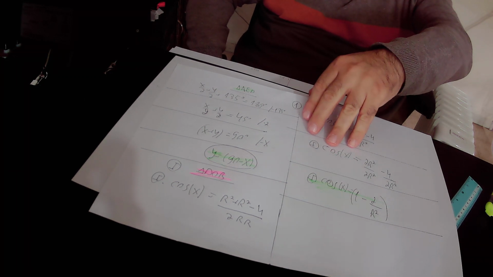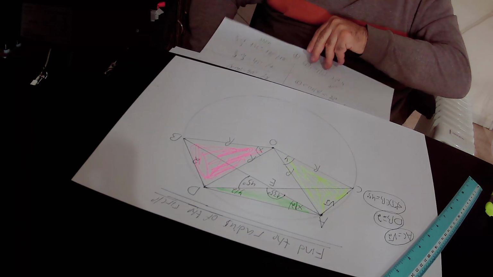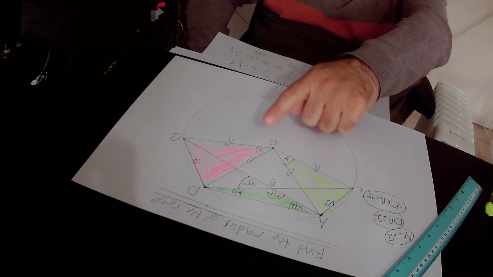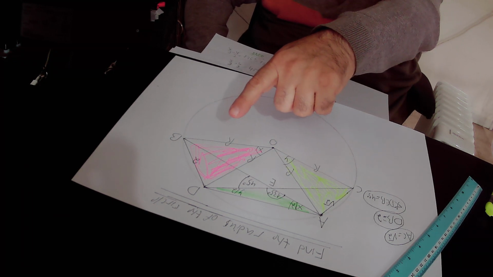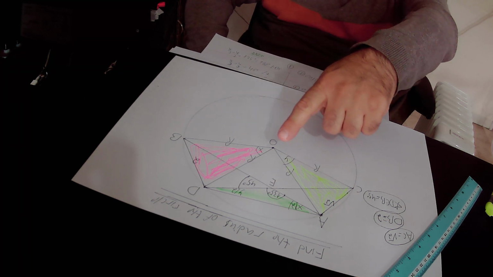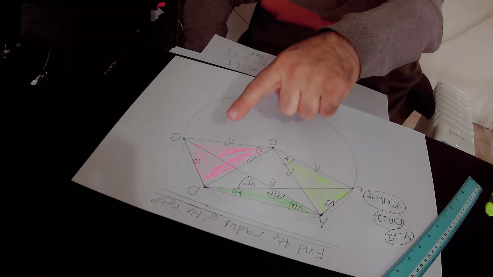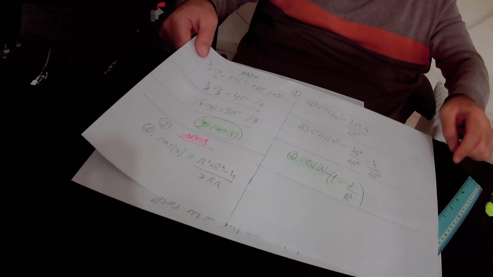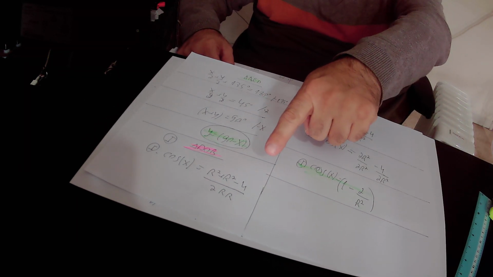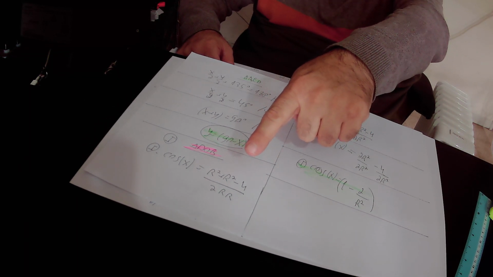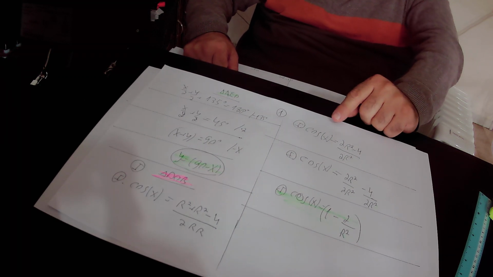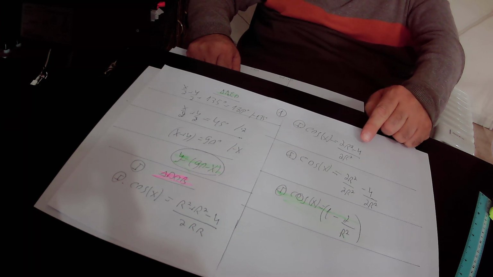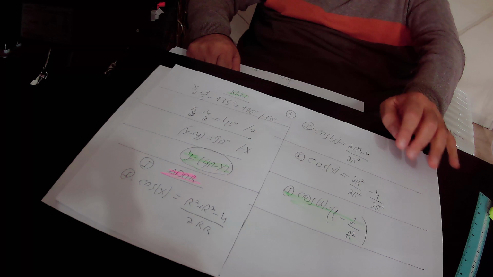Then we focused on the pink triangle DOB, and we implemented here the law of cosines. According to the law of cosines, cosine x equals r squared plus r squared minus 2 squared, that is 4, over 2 times r times r. I repeat again, in the pink triangle DOB, cosine x equals r squared plus r squared minus 4 over 2 times r times r. So here cosine x equals r squared plus r squared, which is 2r squared, minus 4 over 2r squared.